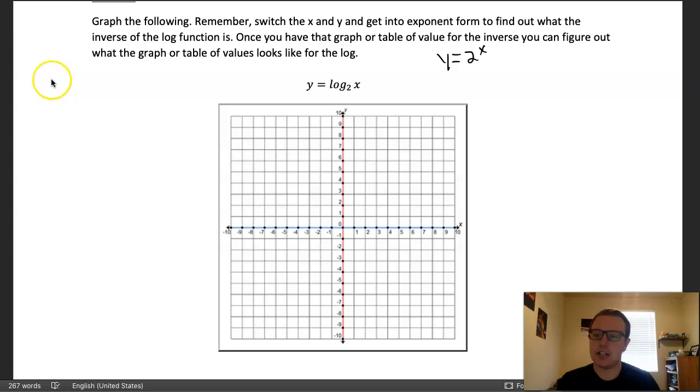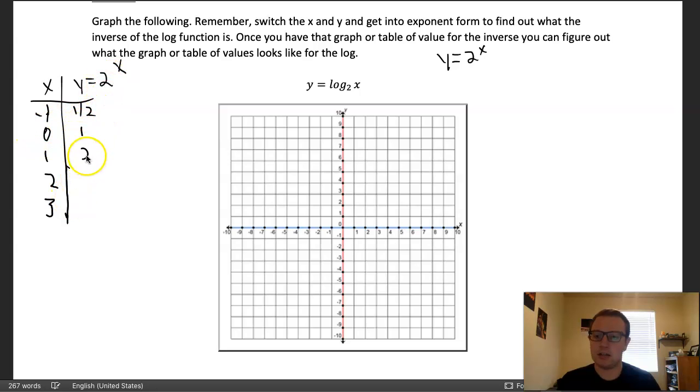To start off with, let's do our tables of values. For x and our inverse, or y is equal to 2 to the x, let's use values the same as we did before, so -1, 0, 1, 2, and 3. When we do that, y is equal to 2 to the -1, that would be 1/2. 2 to the 0 would be 1. We'd have 2, 2 squared is 4, and 2 cubed is 8. So our inverse function would look something like this: 3, 8.